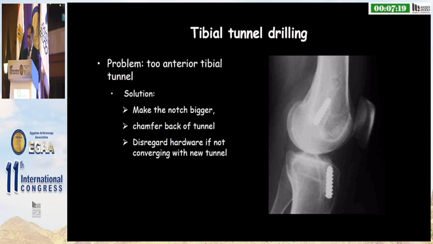You can put a screw in the anterior tunnel and you ream your tunnel behind it. So if you're using especially a bioabsorbable screw, you can use that. And you can chamfer your back tunnel also.